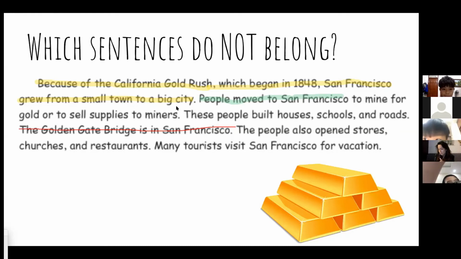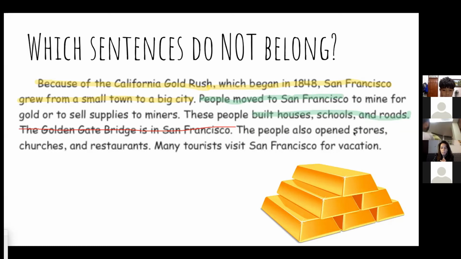If people move to a city, does the city get bigger or smaller? Bigger. It gets bigger. So yes, that sentence is telling about San Francisco growing, okay? What about people building houses, schools, and roads? So if we have more houses, schools, and roads, Elsa, is a city going to get bigger or smaller? Bigger. So that one does support the main idea.